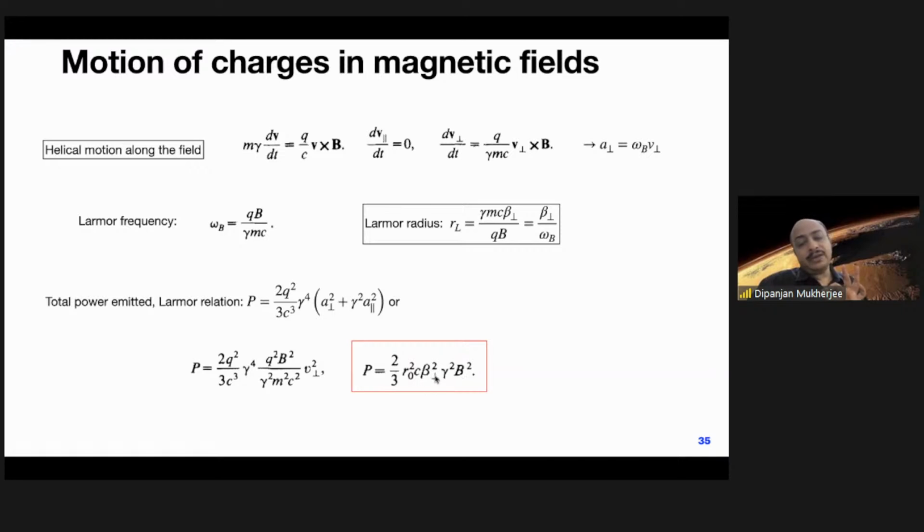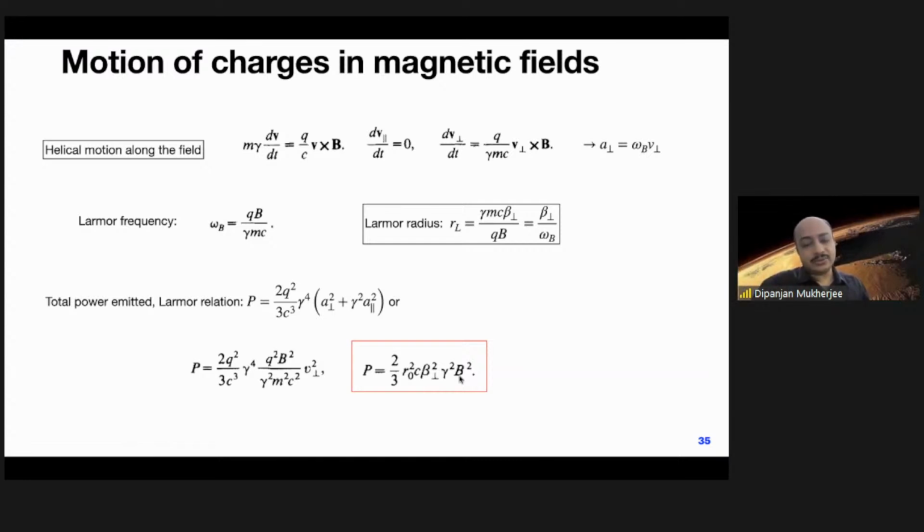There is a beta perpendicular square term here, but beta perpendicular is not relevant because the particles are usually relativistic, so this is just one. All these front factors are constant, but what you must remember is the power is proportional to the square of the energy and the square of the magnetic field. So if the magnetic field increases by 2 times, the particles will radiate at a level of 4 times their previous value. This is very important.